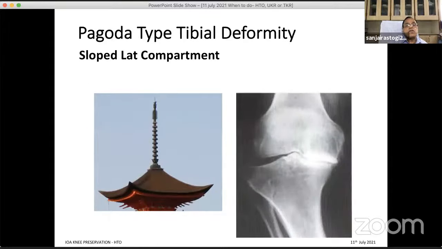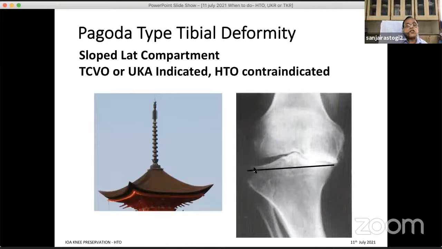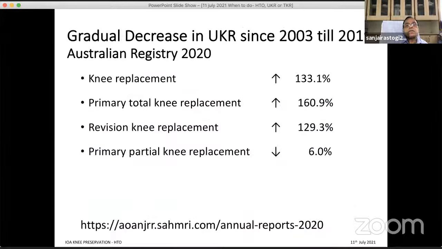A pagoda type of deformity, when the lateral compartment has a slope, cannot be corrected by STO, but they can be very well corrected by TCVO, about which Dr. Milind would tell us. And in these cases, STO is contraindicated. Of course, UKA could be done if other parameters are met.